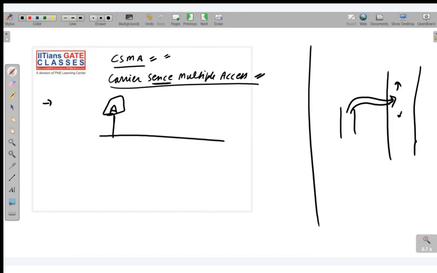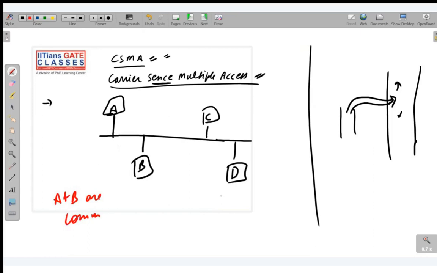I am drawing a very simple figure: A, B, C, and D. This type of question might be asked in GATE. Suppose A and B are communicating. The question is, can C and D communicate? You will say yes, obviously, because when A and B are communicating like this, C and D are communicating here. There is no common channel and so on. But no, it is not the case. Many of you might think that A and B can communicate, C and D can communicate.